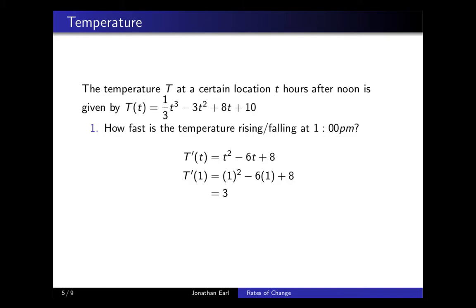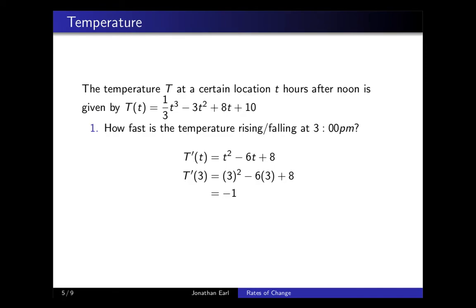At t equals 1, we would have T prime is t squared minus 6t plus 8. T prime of 1, we're going to insert 1 into this expression, and we'll get 1 squared minus 6 plus 8, so 3. Okay, so in our next one, we want to find how fast our temperature is rising or falling at 3 p.m., so finding this for t equals 3.